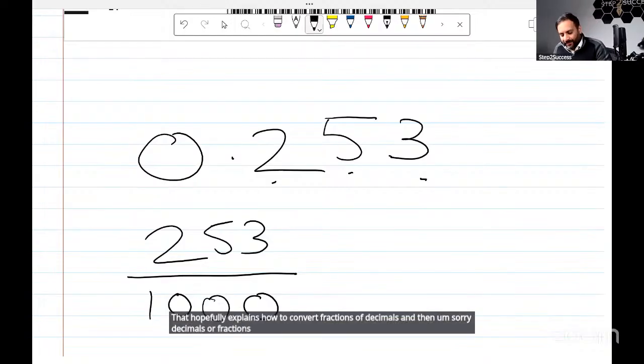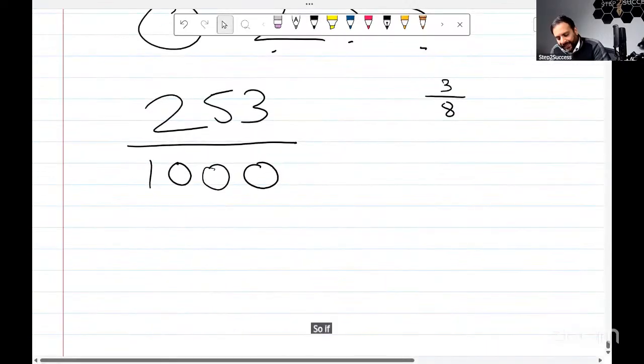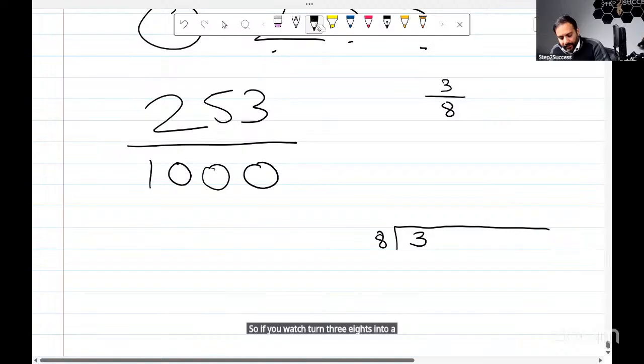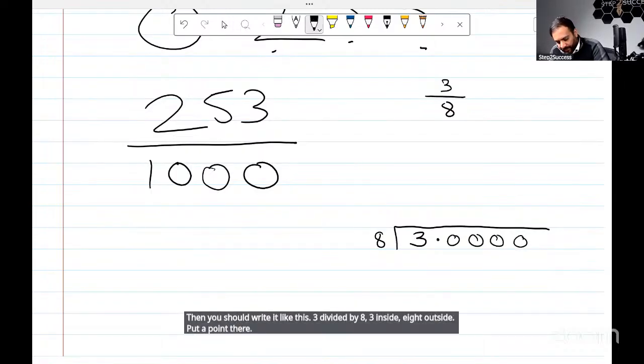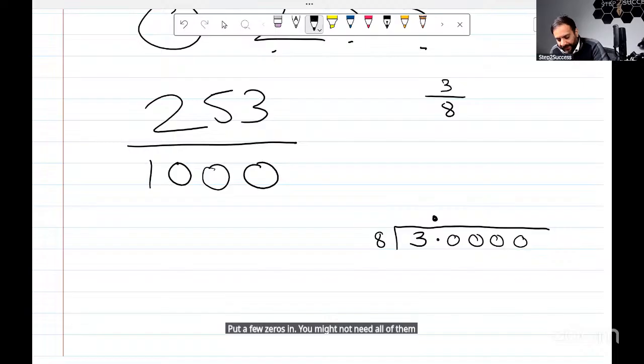Fraction into a decimal. I will just do it with one example of 3/8. If you had to turn 3/8 into a decimal, and you didn't know, then you should write it like this: 3 divided by 8, 3 inside, 8 outside. Put a point there, put a few zeros in. You might not need all of them, but put a few zeros after it and put a point above.